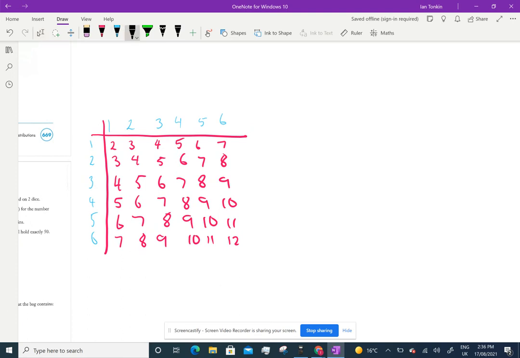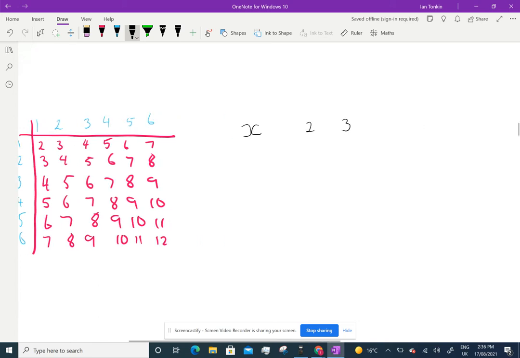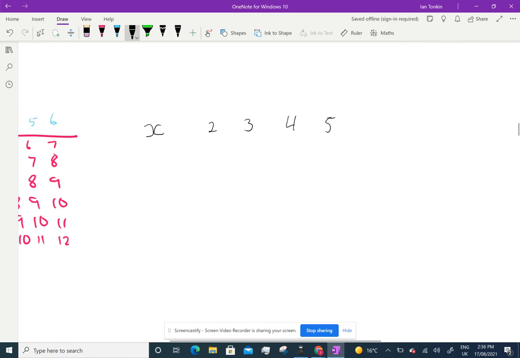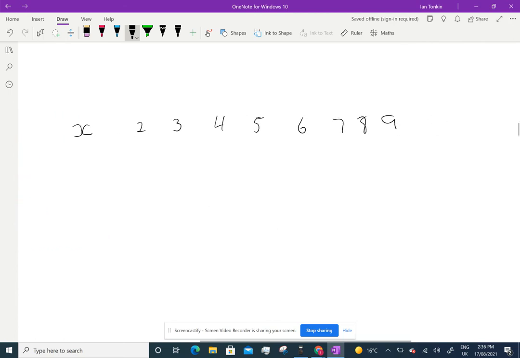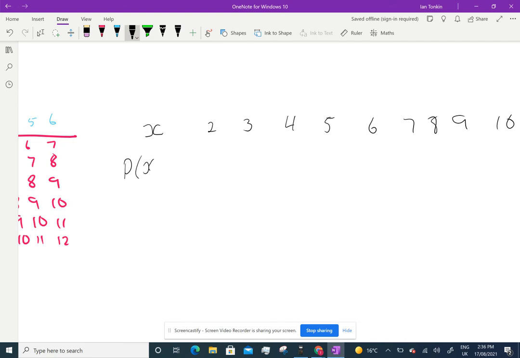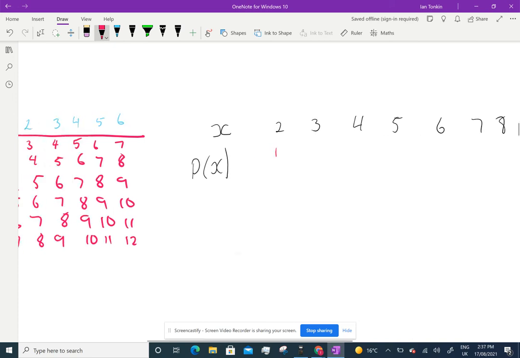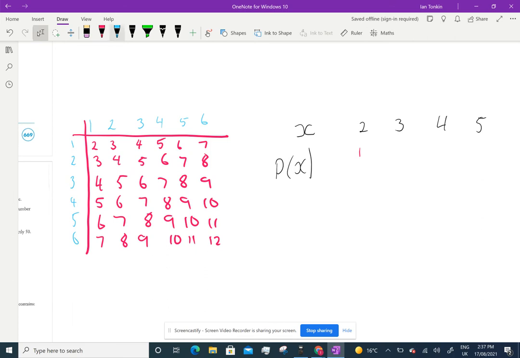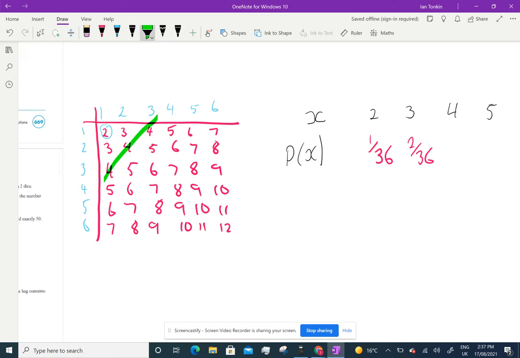So I write X. Well, what can X equal? Any of these things in here. So I've got X equaling 2, 3, 4, 5, 6, 7, 8, 9, 10, 11, and 12. And my P of X, the probability of each of those, well, how many ways can I get that? Here I've got 6 times 6, 36 things, and there's only one way I can get a 2. So the probability of that is 1 on 36. How many ways can I get a 3? 2 on 36. I'm just looking down the diagonal here. That's how many ways I can get a 4, a 5, a 6.